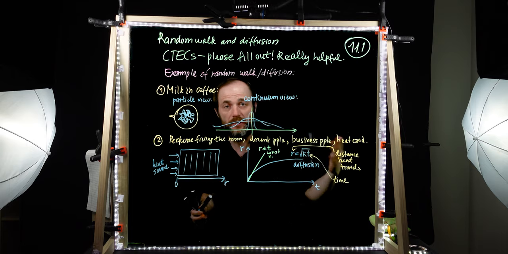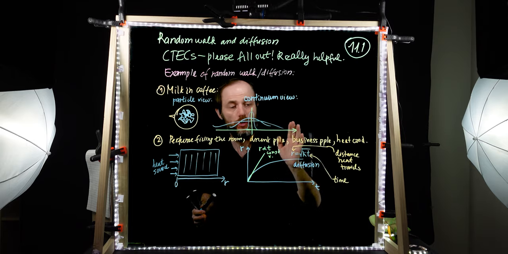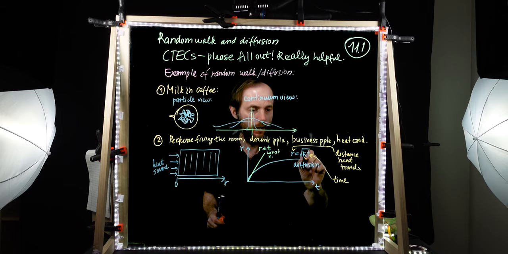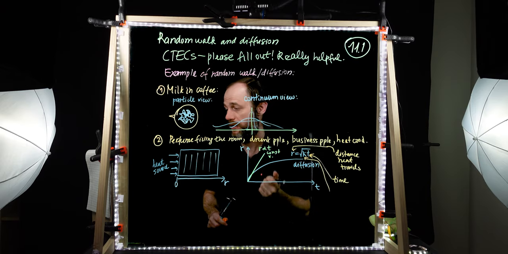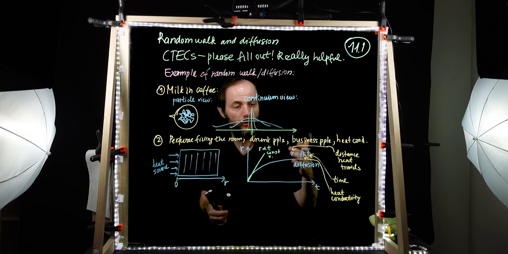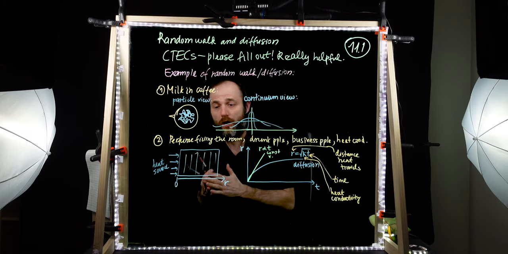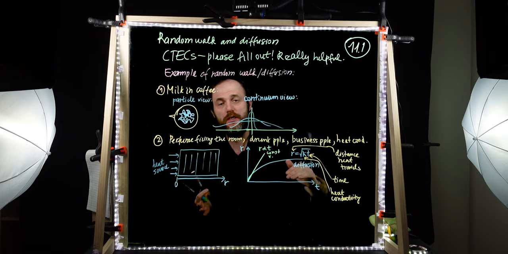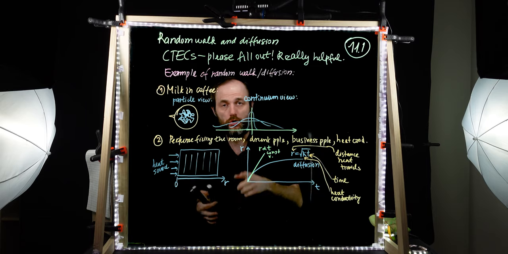And so the expression will look like the distance that the heat traveled is equal to the square root of k, which is a constant for simplicity, times the time. And k is the heat conductivity. So the higher the heat conductivity of our chamber, the faster the heat will get to a distance r.